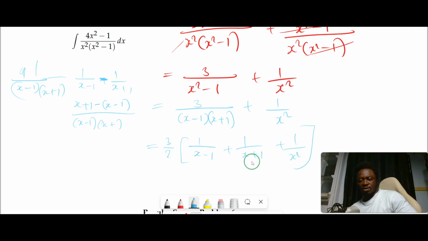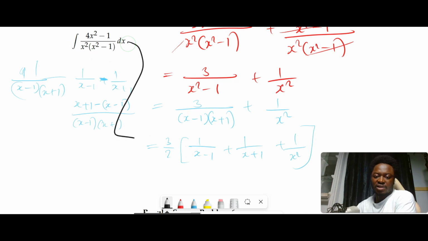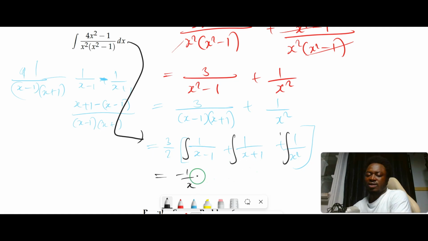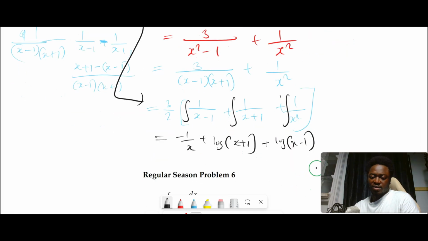So once you succeed in partial fractions, I don't think there's anything remaining for us, because this is an indefinite integral. So if you take this integral, everything here should equal the integral of all of this, and this last one is going to be negative 1 over x. This one is going to be log of x plus 1, and this one here is going to be log of x minus 1. So what is there? Nothing again. This is simple, so you can continue from there.